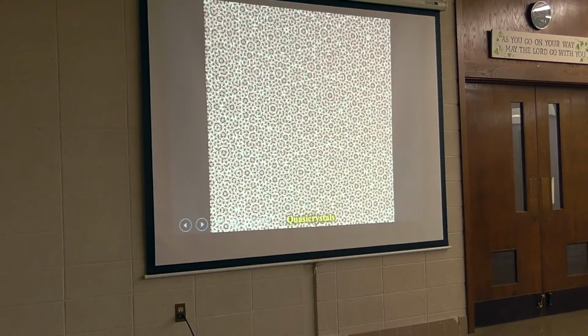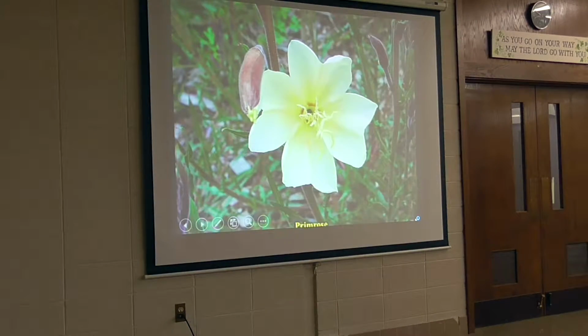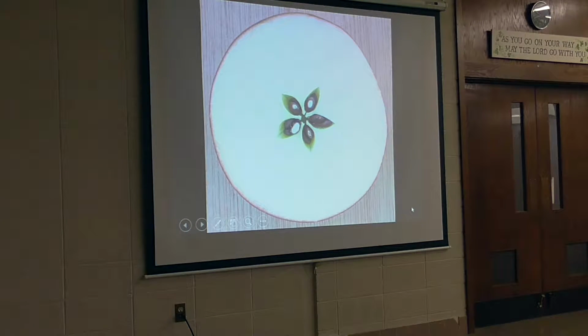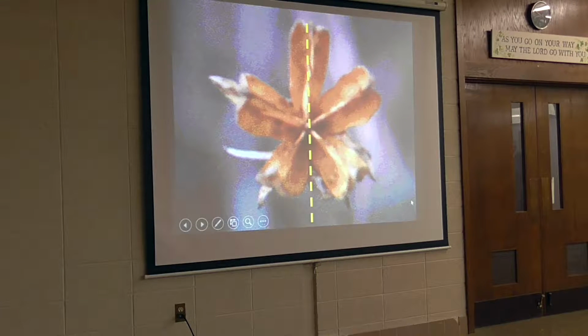Here we have quasi-crystals, and this is actually a little video because the quasi-crystals are always moving, but you can see the symmetry dominant. Primrose. Five. We already talked about the apple, if you cut it sideways. By the way, a lot of fruits, banana too, I believe. But anyway, Rose of Sharon.